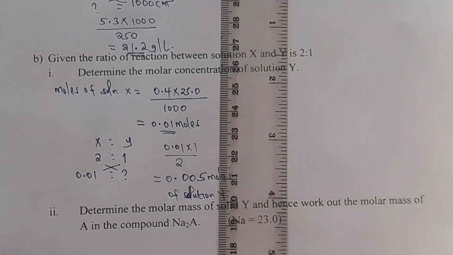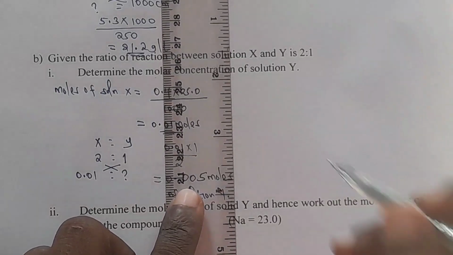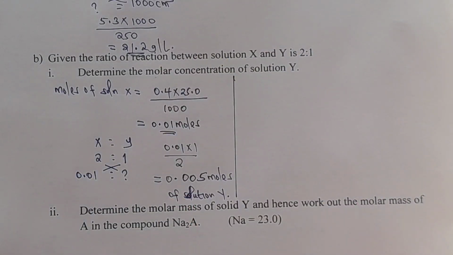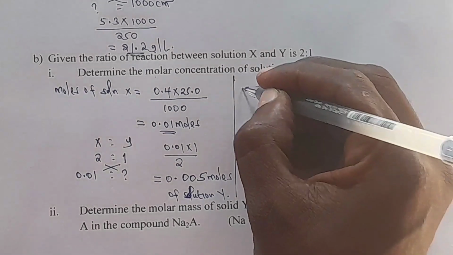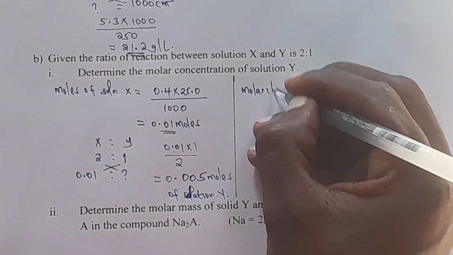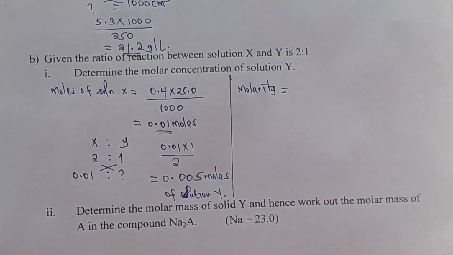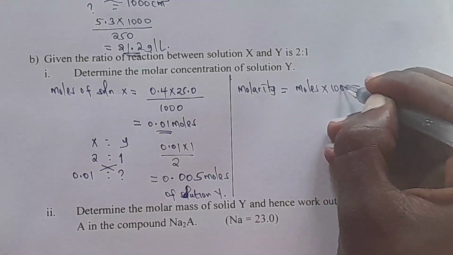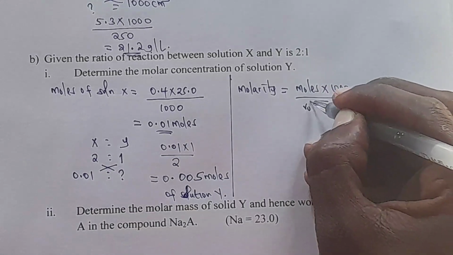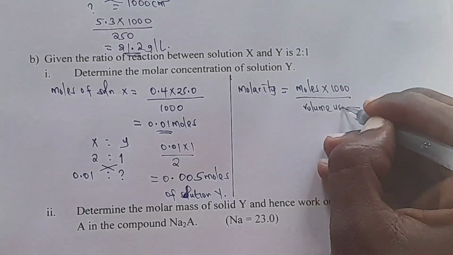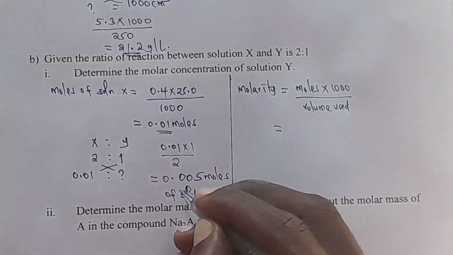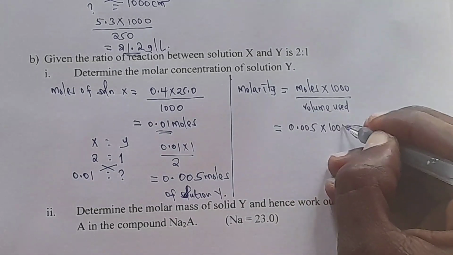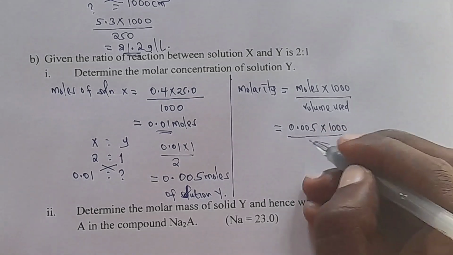Okay, next, we have gotten the number of moles of solution Y. Then thereafter, we can get the molarity of solution Y. So molarity is given by the formula moles of solution Y multiplied by 1000, then divided by the volume used. So the moles of solution Y is this one, 0.005, multiplied by 1000, which is in the formula, divided by the volume used, which is 25.